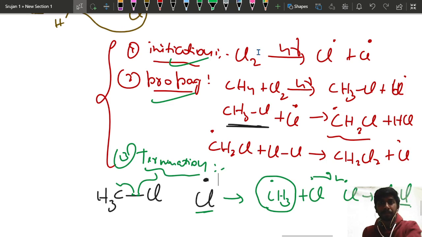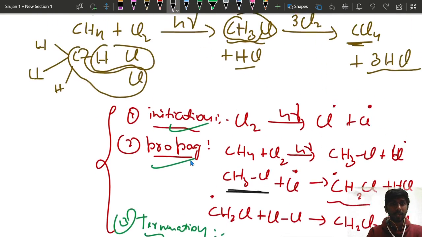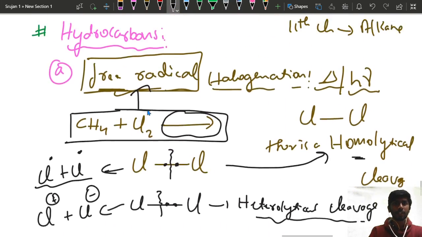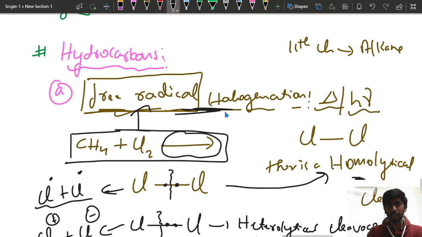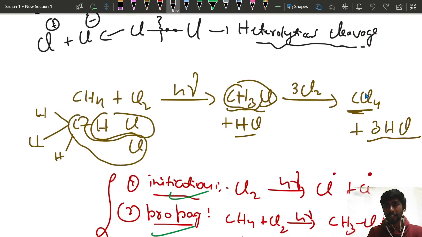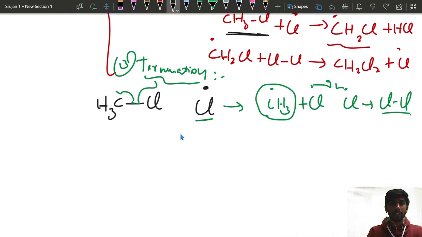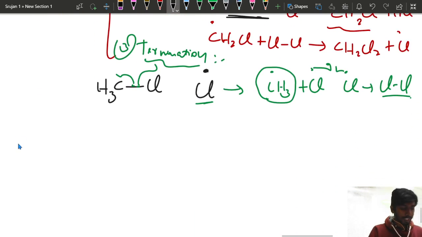Okay, so this is all about the free radical halogenation. Okay, free radical halogenation. By this you are preparing the alkyl chlorides. Okay, so alkyl halides. Okay, so there's one more reaction.